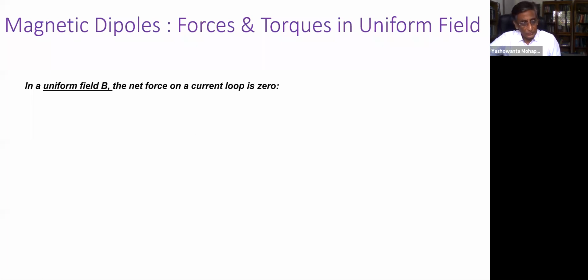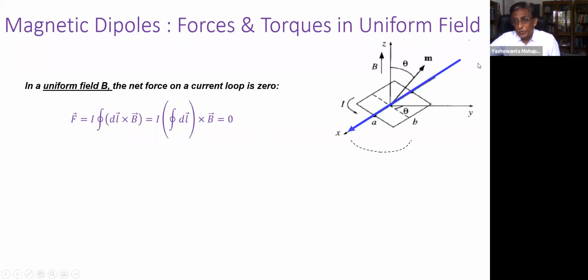So, magnetic dipoles: forces and torques in a uniform field. If you can calculate for a uniform field, then you can calculate for a non-uniform field. In a uniform field, the net force on a current loop is zero. That we know. Why? Because if it is a uniform field, I can take B out, and what I'm left with is the integral of dl over a closed loop, and that displacement is of course zero. So there is no net force.